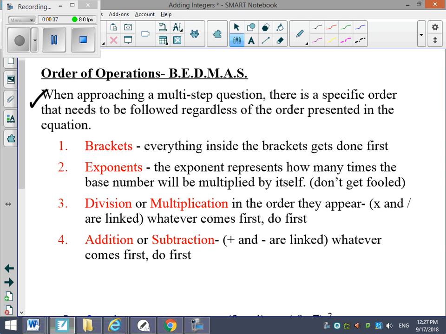Our little note today looks something like this: when you have a multi-step question, or a question that has a lot of operations in it, regardless of how the question looks, there is a set order, and the order is a rule. It is not logic, it is a rule. You must do this step before this step. And that's what the acronym BEDMAS stands for.